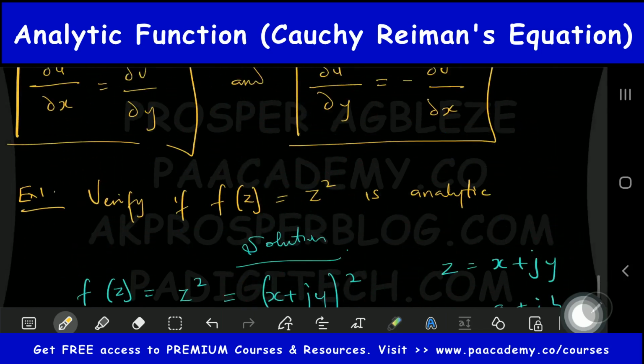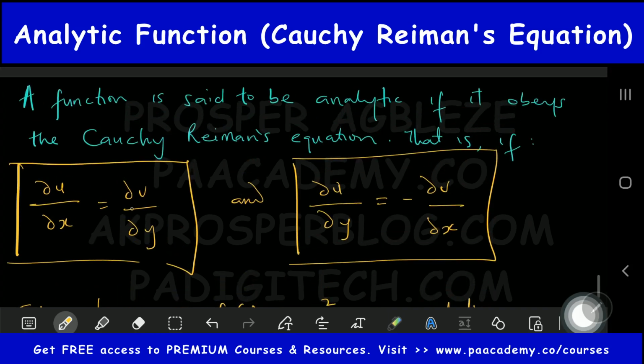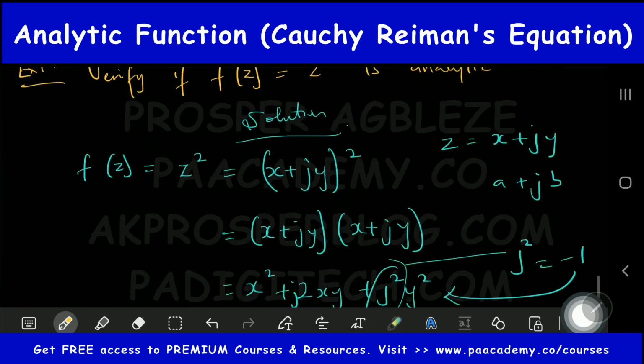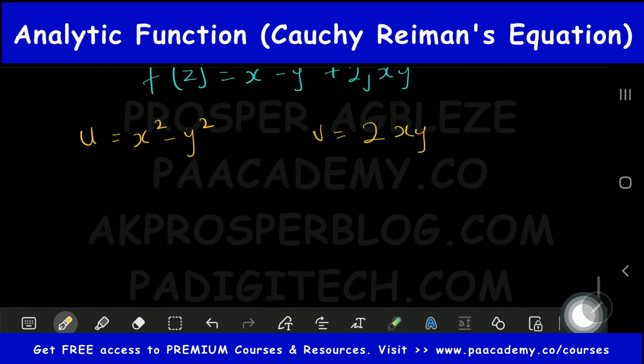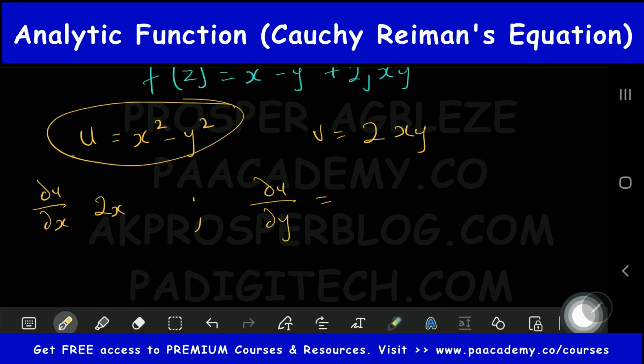Okay, so let's start with du dx. We are going to look for all of these and see if they equate each other. All right, so let's start with the real part. So that's du over dx. Okay, so let's differentiate this with respect to x. So in differentiating that, we are going to have it to be 2x. Then also du over dy. Okay, so that means we are differentiating this with respect to y. All right, so if we should do that, because of this y squared here, that's going to be minus 2y.